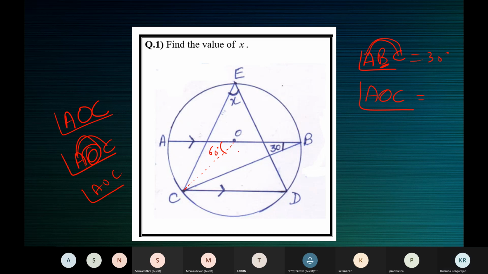Now AB is parallel to CD and BC is the transversal. Alternate interior angles are equal. So which angle measures 30 degrees? BCD. AB is parallel to CD, and take BC as a transversal.